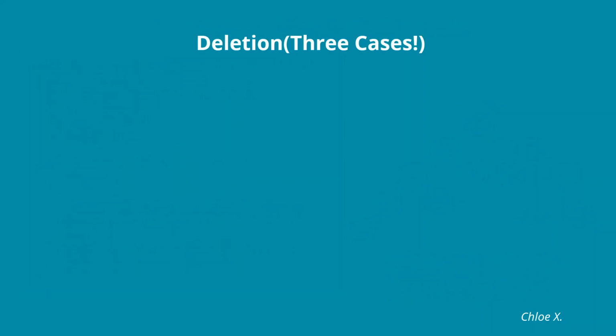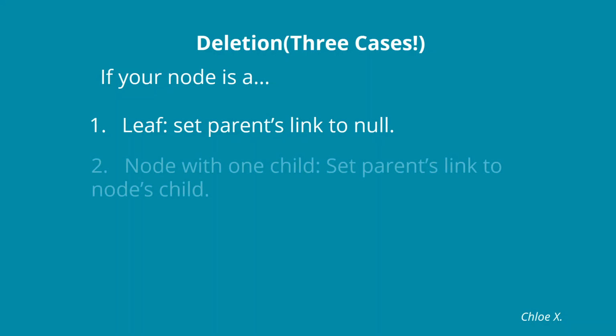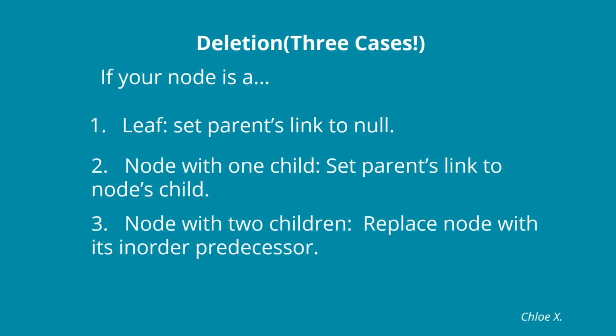Moving along, let's discuss deletion. Deletion's a little trickier, and there's 3 scenarios that may occur when you want to remove a node. Here are the 3 scenarios. If your node is a leaf, we will set the parent's link to null. This is the simplest case. If your node is a node with one child, we will set the parent's link to the node's child, thereby effectively skipping over the node we want to delete and removing it. If your node is a node with 2 children, we must replace the node with its in-order predecessor. This is the trickiest scenario, so let's go over examples for each case.